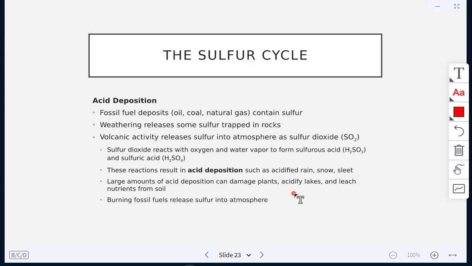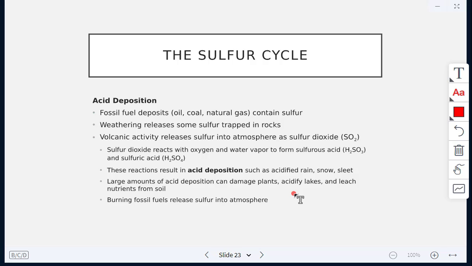Acid deposition. So fossil fuel deposits like oil, coal, and natural gas contain sulfur. And then weathering will release some sulfur trapped in rocks. Volcanic activity also releases sulfur into the atmosphere as sulfur dioxide. Sulfur dioxide, however, reacts with oxygen and water vapor in the atmosphere to form sulfurous acid, H2SO3, and sulfuric acid, H2SO4. And this results in acid deposition, such as acid rain, acid snow, acid sleet.